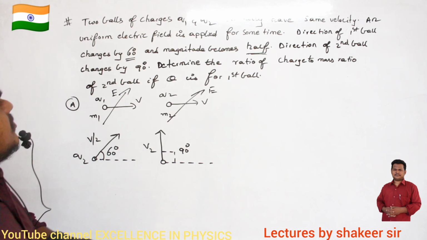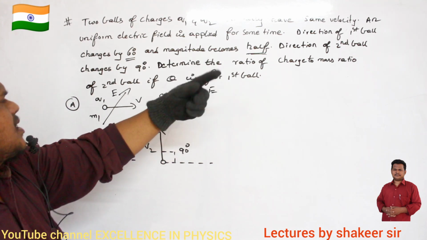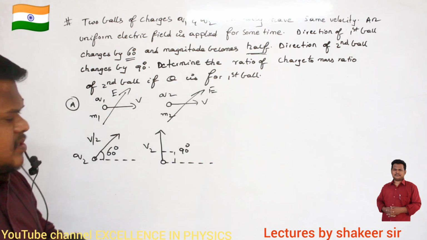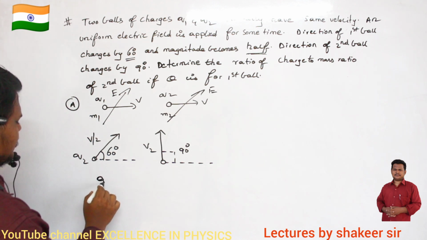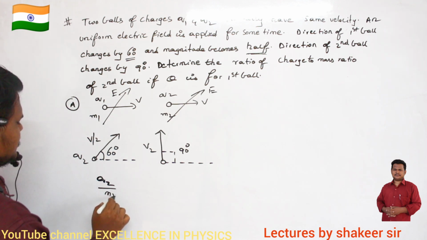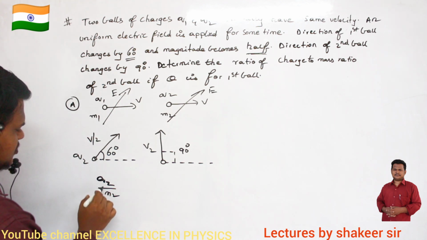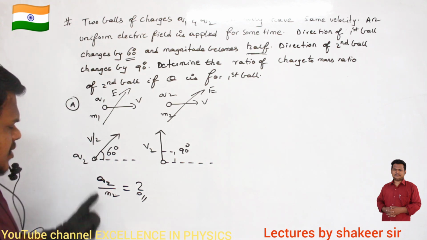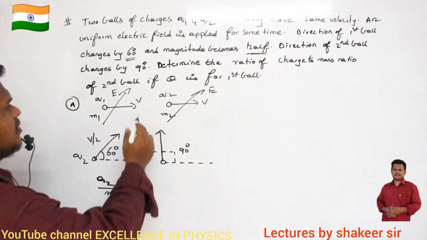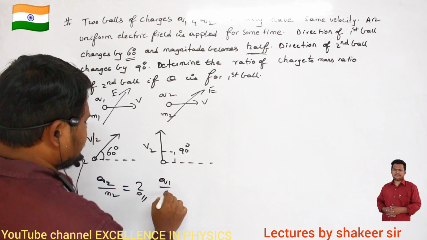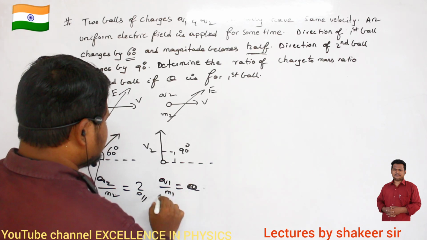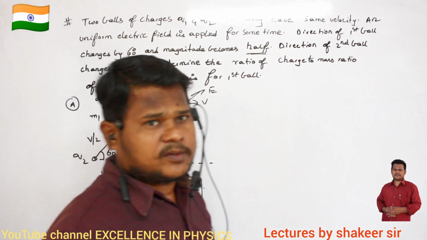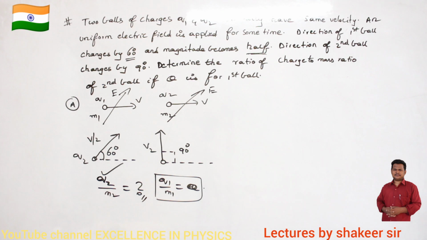Then what he is asking: determine the charge to mass ratio of the second ball if alpha is the charge to mass ratio of the first ball. So that is what we are supposed to find out. Q2 by m2 is called the charge to mass ratio of the second ball. This we are supposed to find out. What is given? For the first ball, the Q1 by m1 ratio is alpha. This value is given. We are supposed to find out Q2 by m2. Clear? Okay. Can you say what is happening here and how can I solve this problem?